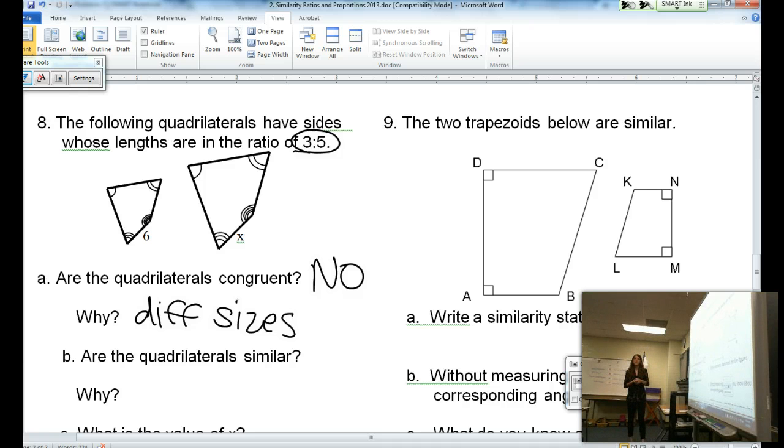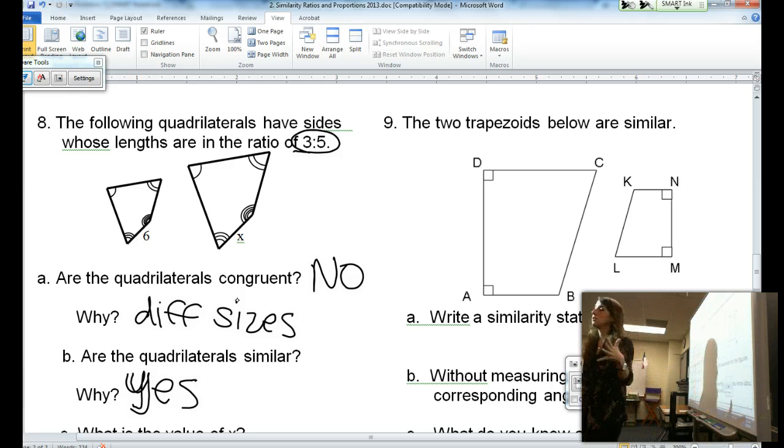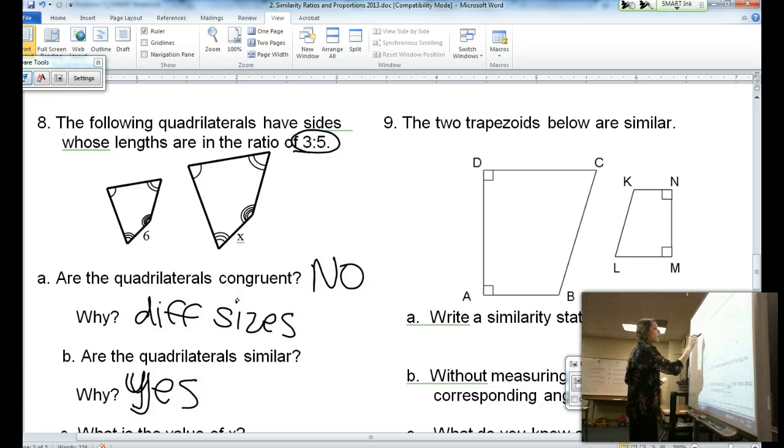Alea, are the quadrilaterals similar? They're absolutely similar, yes. We talked about a few minutes ago in the warm-up, they are similar if their angles are congruent. Are their angles congruent? That's what those arcs mean. This one matches this one, and so on. Their angles are congruent. Are their sides proportional? Yes. Their sides are proportional because they form a beautiful ratio, 3 to 5. So their sides are proportional. So yes, they are similar.